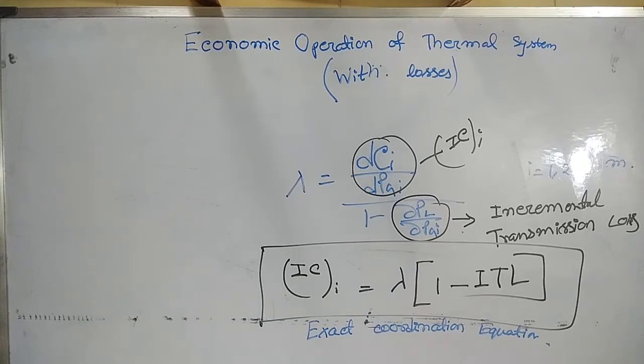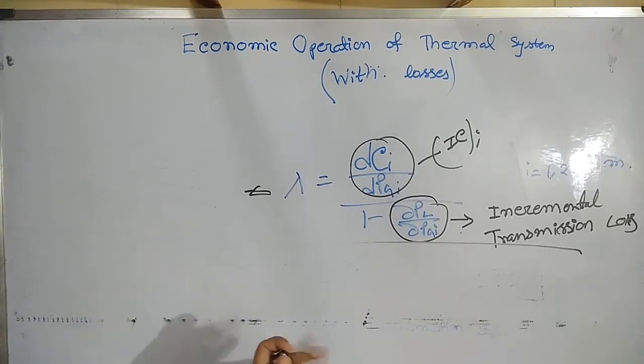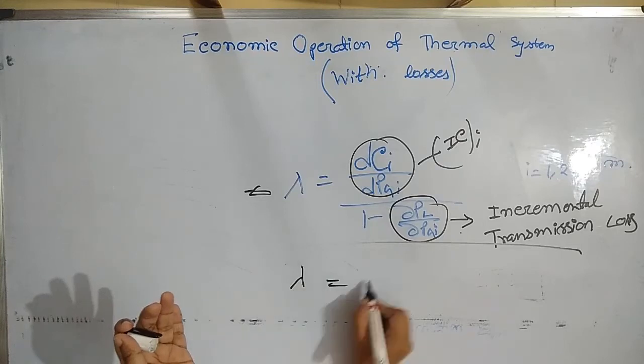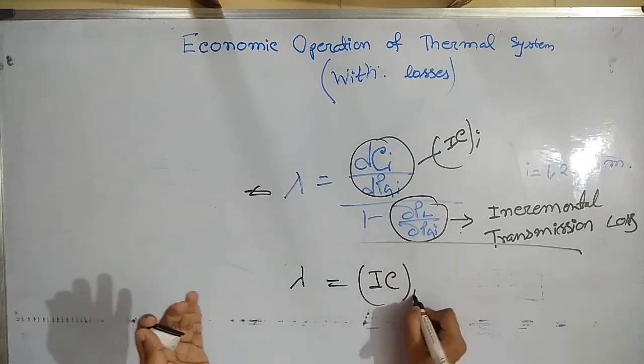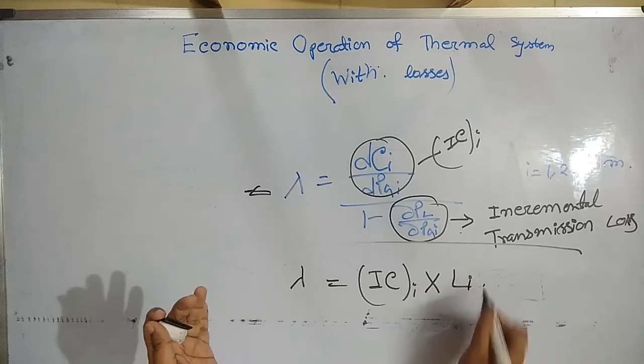Now, it is clear that to solve the optimum load scheduling problem, it is necessary to compute incremental transmission loss for each plant. Therefore, we must determine the functional dependence of transmission loss on real power of generating plants. There are several methods, approximate and exact, for developing a transmission loss model. Now it is further written as lambda equals IC into penalty factor.